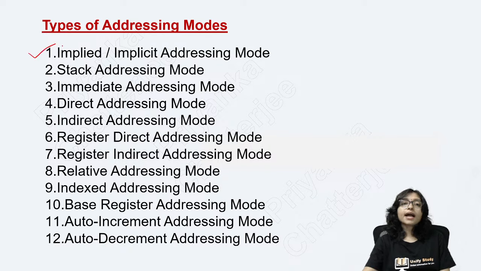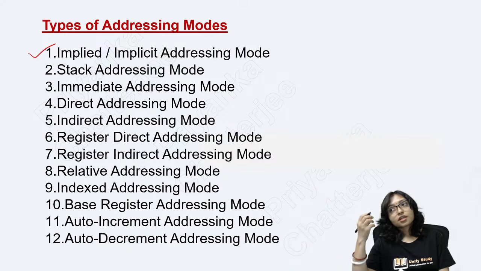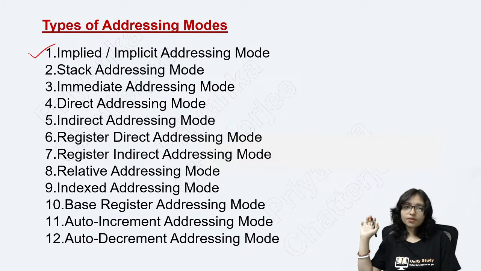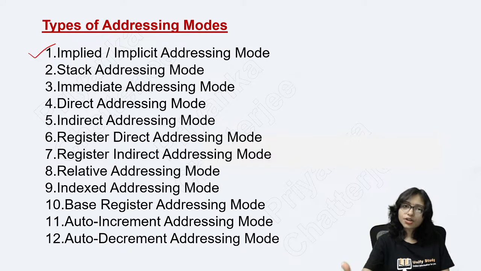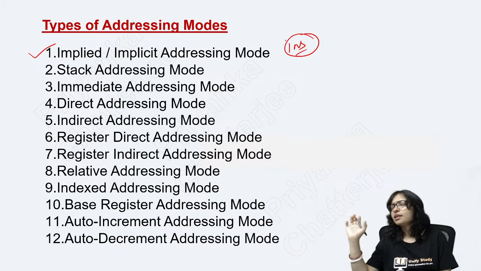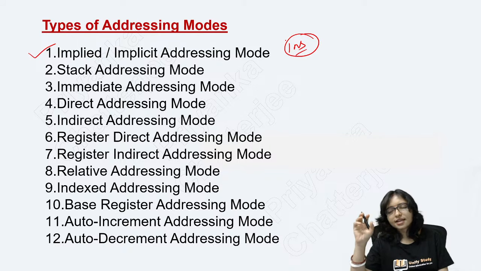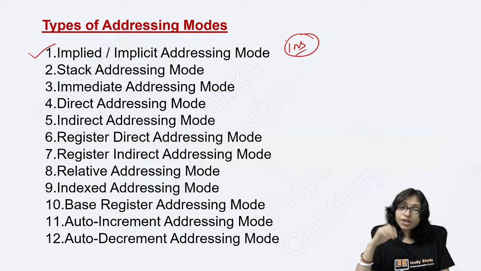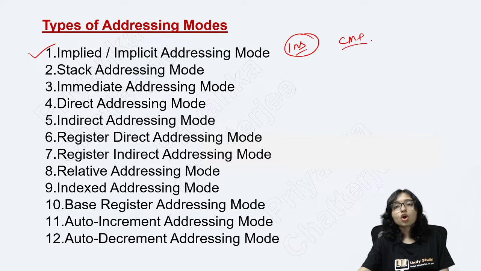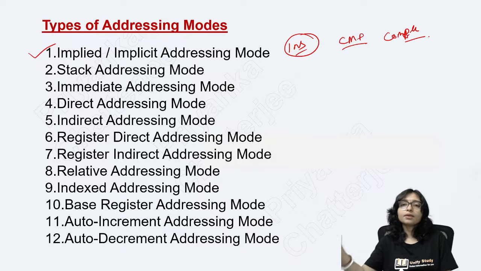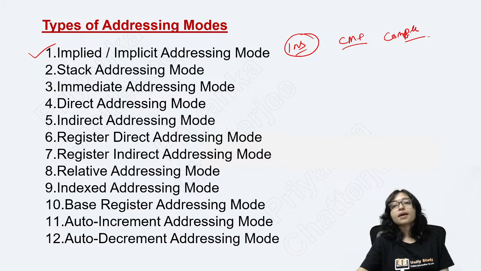First one is implied. Implied means it is not required to access the data separately. The instruction itself will tell you what to do. Any extra operation or extra data is not required. The instruction itself is telling you what to do, like compare, complement. We can think of it as complement.